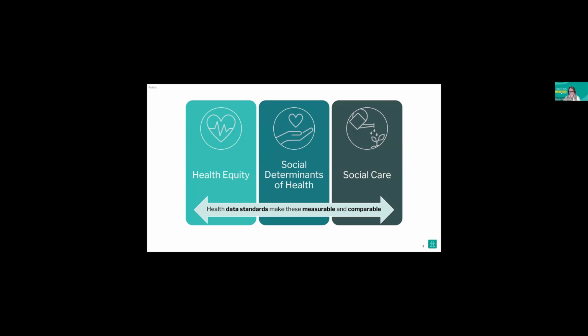Health data standards are what make all of this measurable and comparable. By capturing information in a consistent and structured way, the standards allow organizations, settings, and jurisdictions to document social factors, needs, goals, strengths, and interventions in ways that can support whole person care, improve reporting, and strengthen planning and quality improvement. And most importantly, they help ensure that care teams have accurate, up-to-date information to better understand and respond to each person's circumstances.